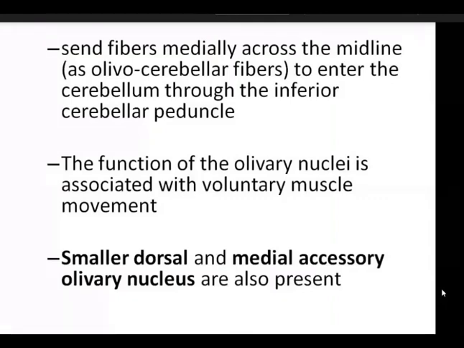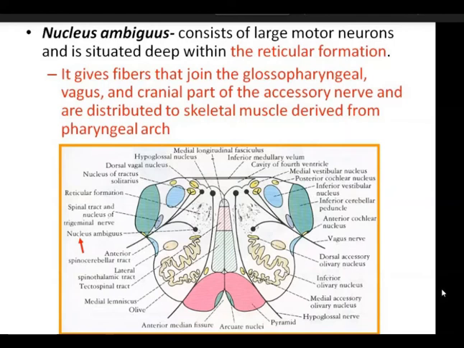They send fibers medially across the midline as the olivocerebellar fibers from the olive to the cerebellum, entering the cerebellum through the inferior cerebellar peduncle. The function of the olivary nuclei is associated with voluntary muscle movement and coordinated movement. The smaller dorsal and medial accessory olivary nuclei are also present. These are the dorsal accessory olivary nucleus and the medial accessory olivary nucleus.